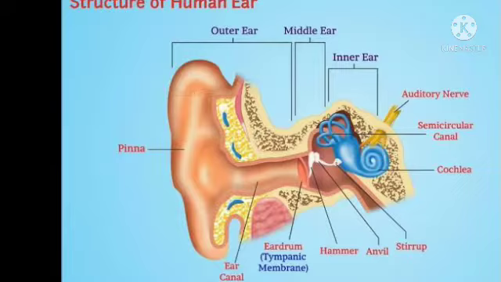Structure of the human ear. The outer ear, called the pinna, collects the sound waves. The sound waves pass through the ear canal to a thin membrane called the eardrum. The eardrum vibrates. The vibrations are amplified by the three bones of the middle ear called hammer, anvil, and stirrup. The middle ear then transmits the sound waves to the inner ear. In the inner ear, the sound waves are converted into electrical signals by the cochlea and sent to the brain through the auditory nerves. The brain then interprets the signals as sound.